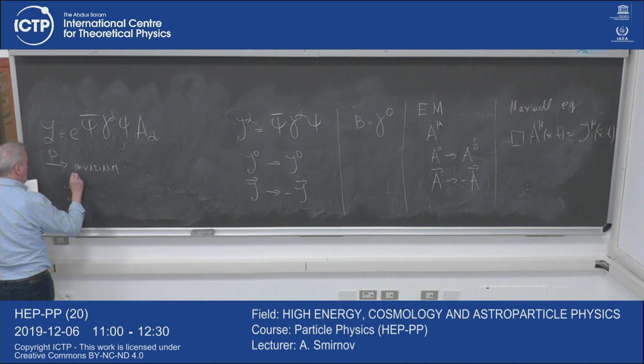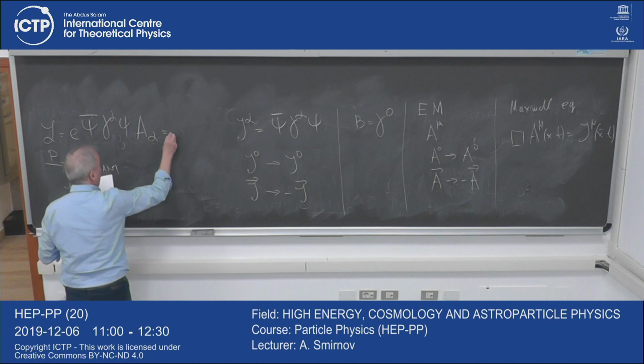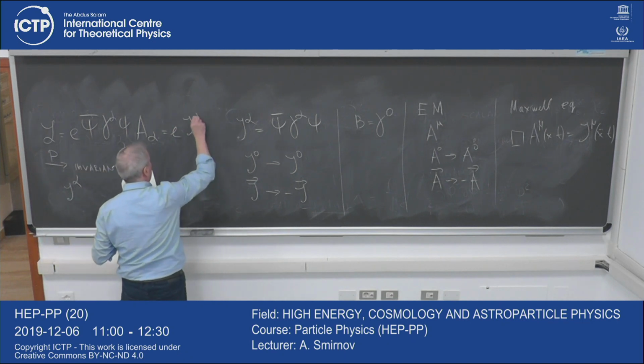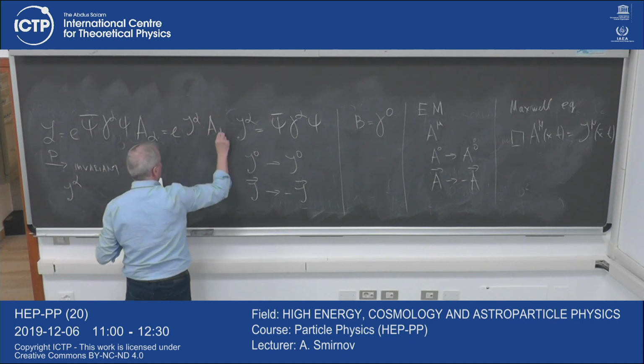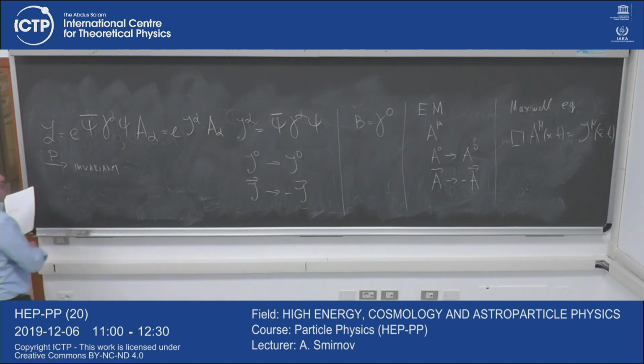So the current, so we have here the product of the current alpha multiplied by the field. And then you can see immediately that zero components do not change the sign and vectorial both change the sign, so you have this invariance. This is a general property for all the interactions of this type.